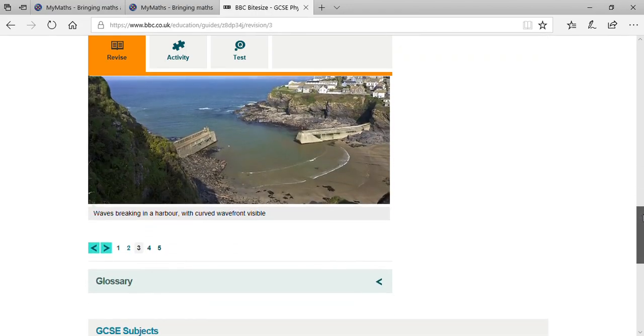Next is waves breaking in a harbor with curved wavefronts visible. Here you can see the curved wavefronts which you see at the seashore. Now come to the next point, beta, next topic.